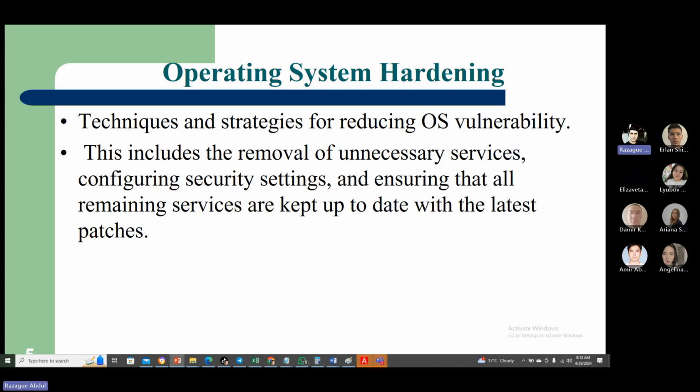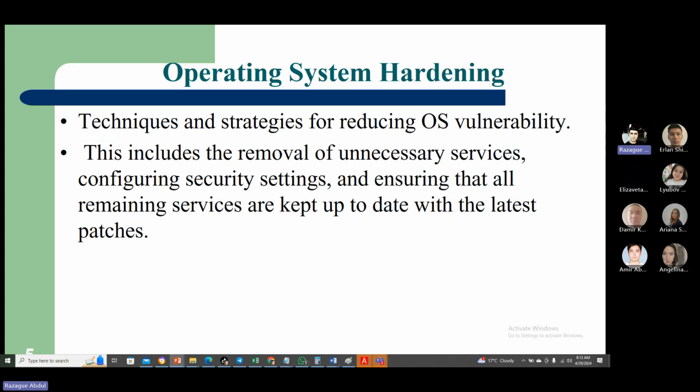And then third is configuring firewalls and intrusion detection systems. Means properly setting up firewalls to block unnecessary inbound and outbound traffic and deploying intrusion detection systems to monitor and respond to suspicious activities.